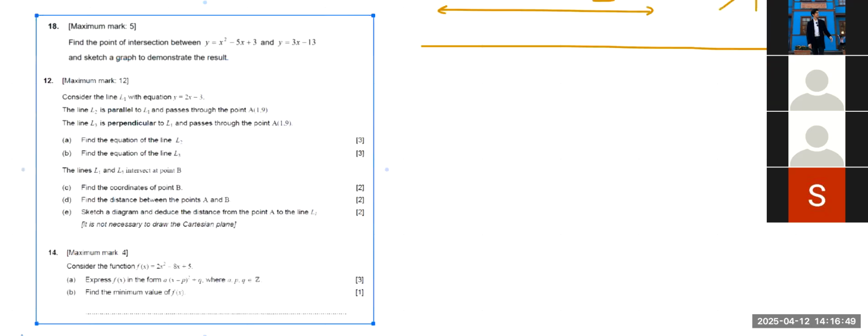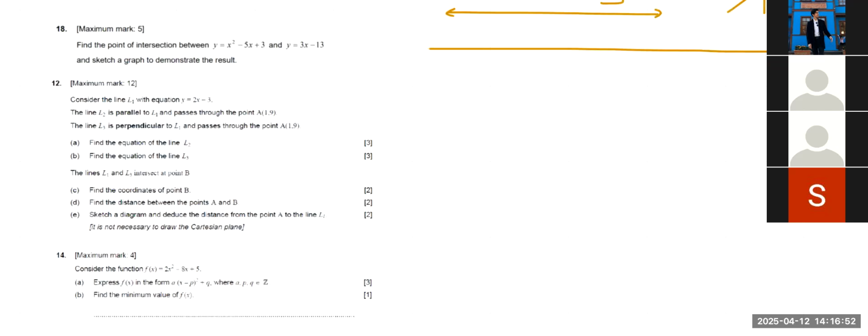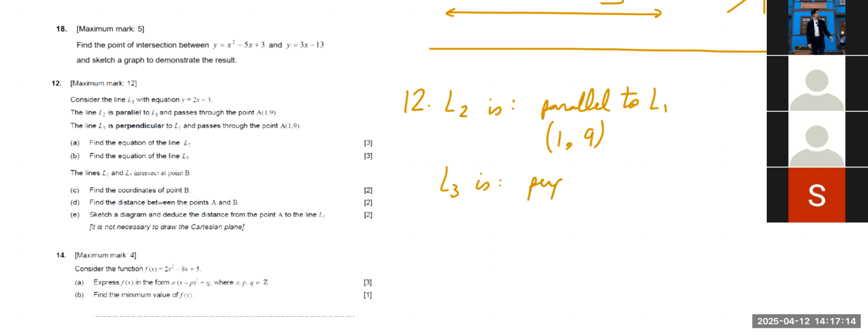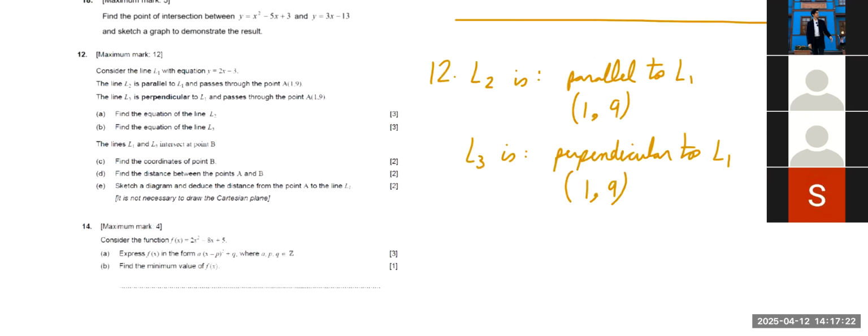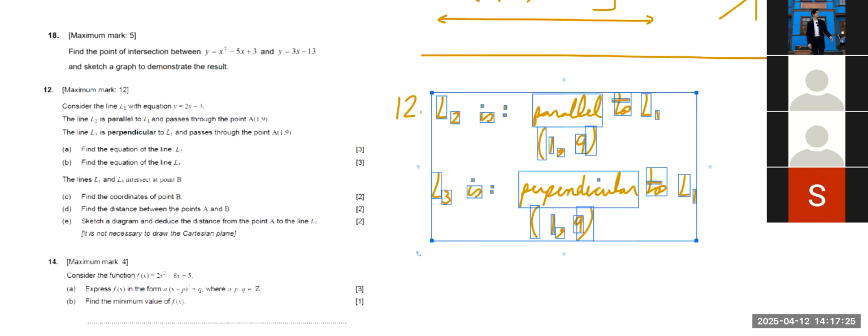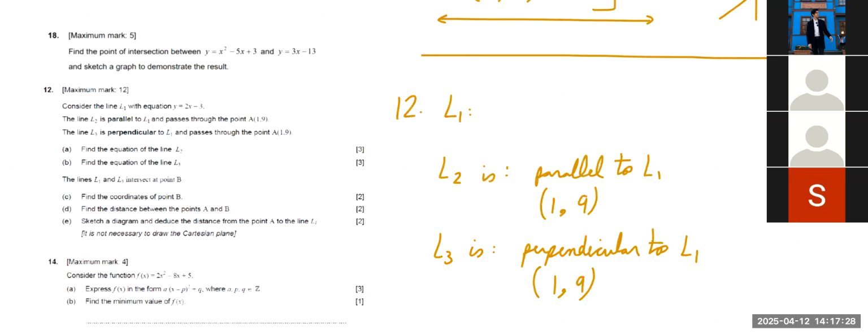The next question is you have a line L1 with an equation that's given to you. L2 is, okay, so what do we know about L2? Let's write that down. L2 is parallel to L1 and passes through (1, 9). And L3 is perpendicular to L1 and passes through (1, 9) also. So what is L1? L1's equation is directly given to you.